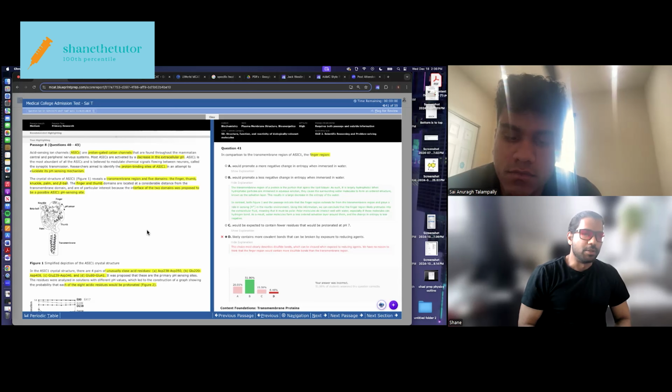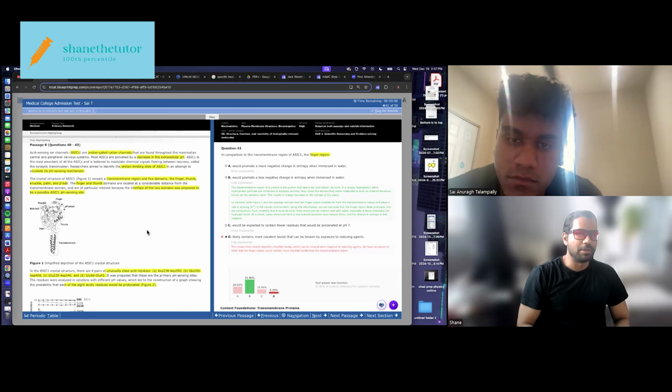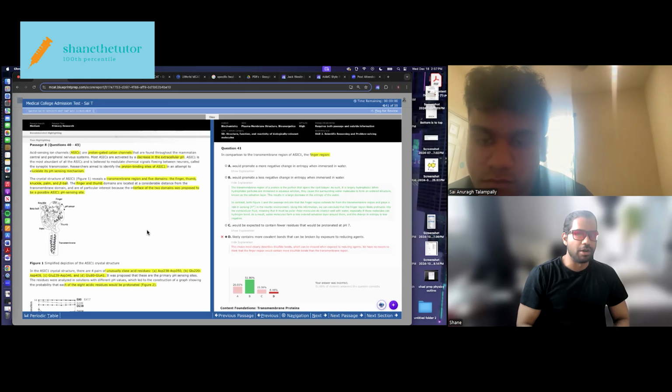So D, there's no information that lets us know whether something has more or fewer disulfide bonds. So D is out. C says expected to contain fewer residues that would be protonated at pH 7. That should be the opposite, right? Because if something gets protonated, it would have a charge. And if it has a charge, it'll be hydrophilic, not hydrophobic, right?